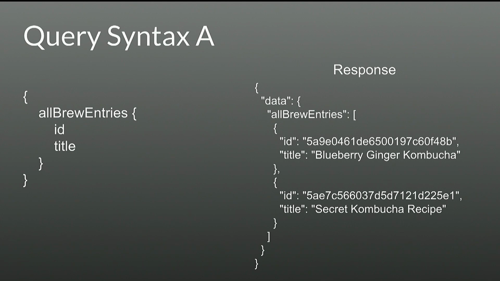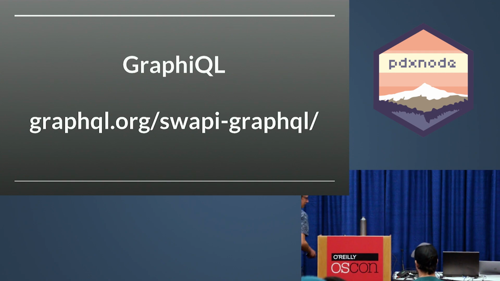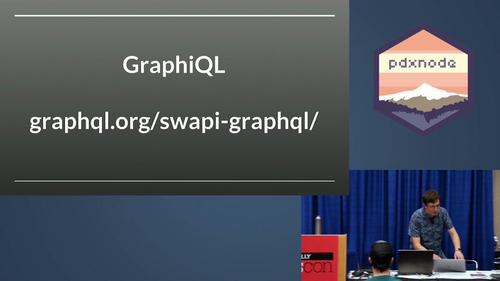So here's an example of the query syntax in the client side. You open up with a set of brackets, call the query, open up another set of brackets, and say, OK, I want the ID and the title. That's going to return a data object. The root key on that is going to be the query name. And again, it returns an array of brew entries. And each one is only giving me the ID and title, because that's all I asked for. So we're going to go into the Star Wars API.